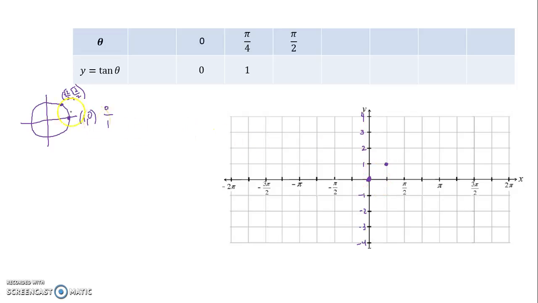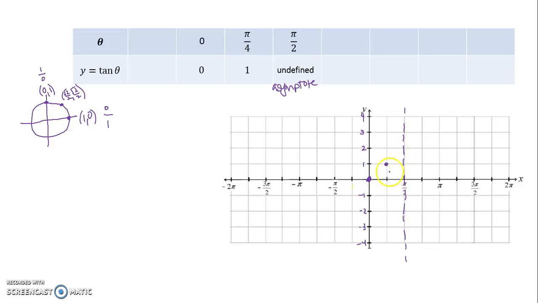Next would be pi over 2. So that's at the top of my unit circle, which would be at 0, 1. Again, tangent is y over x. Since I know I can't divide by 0, that's going to be undefined, which when you graph that is going to be an asymptote. So I'm going to have an asymptote right here at pi over 2.